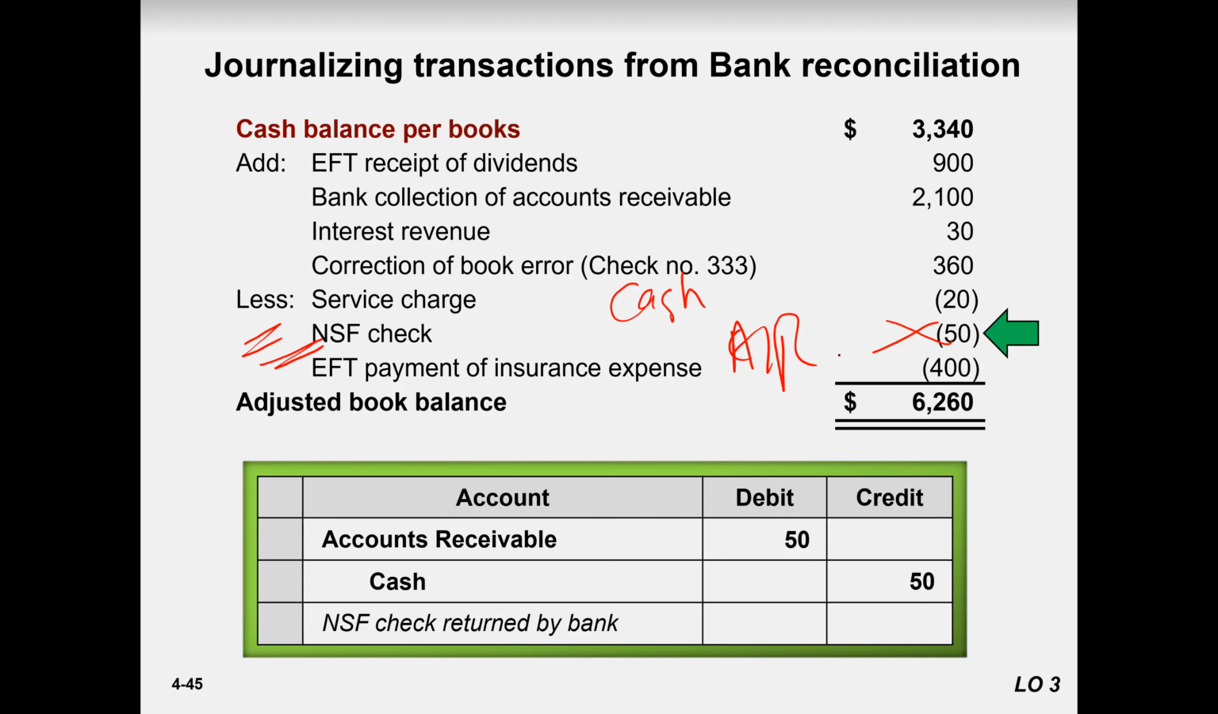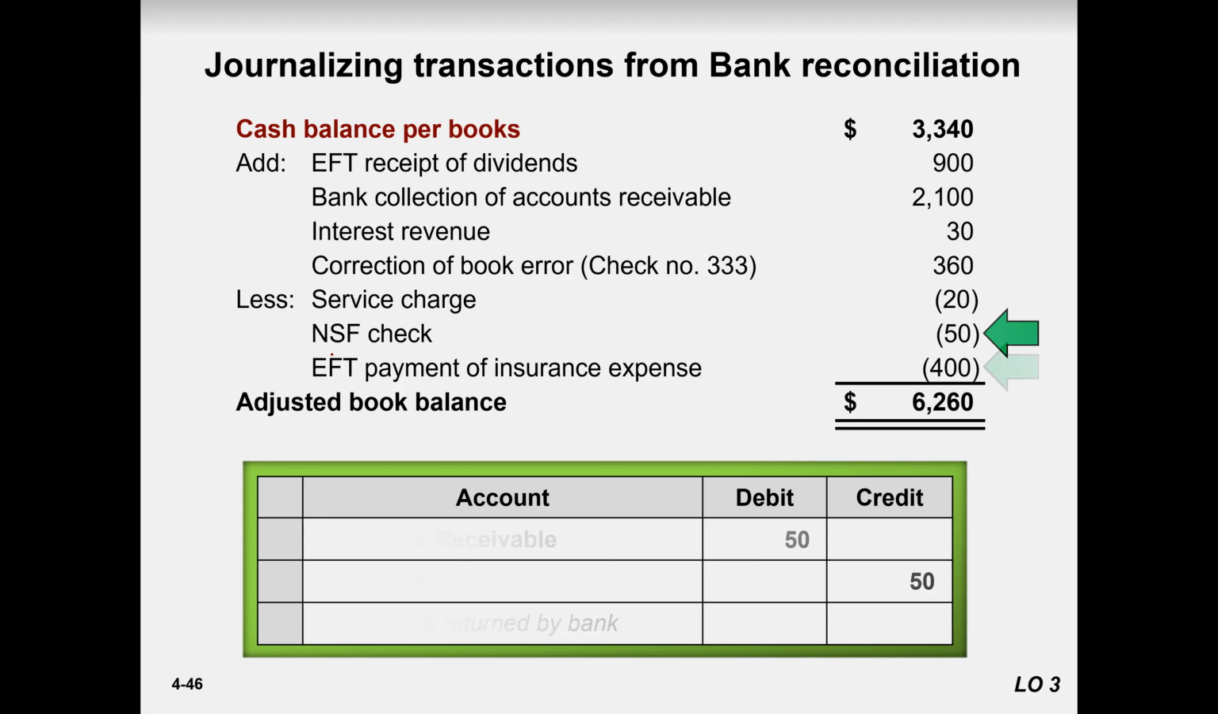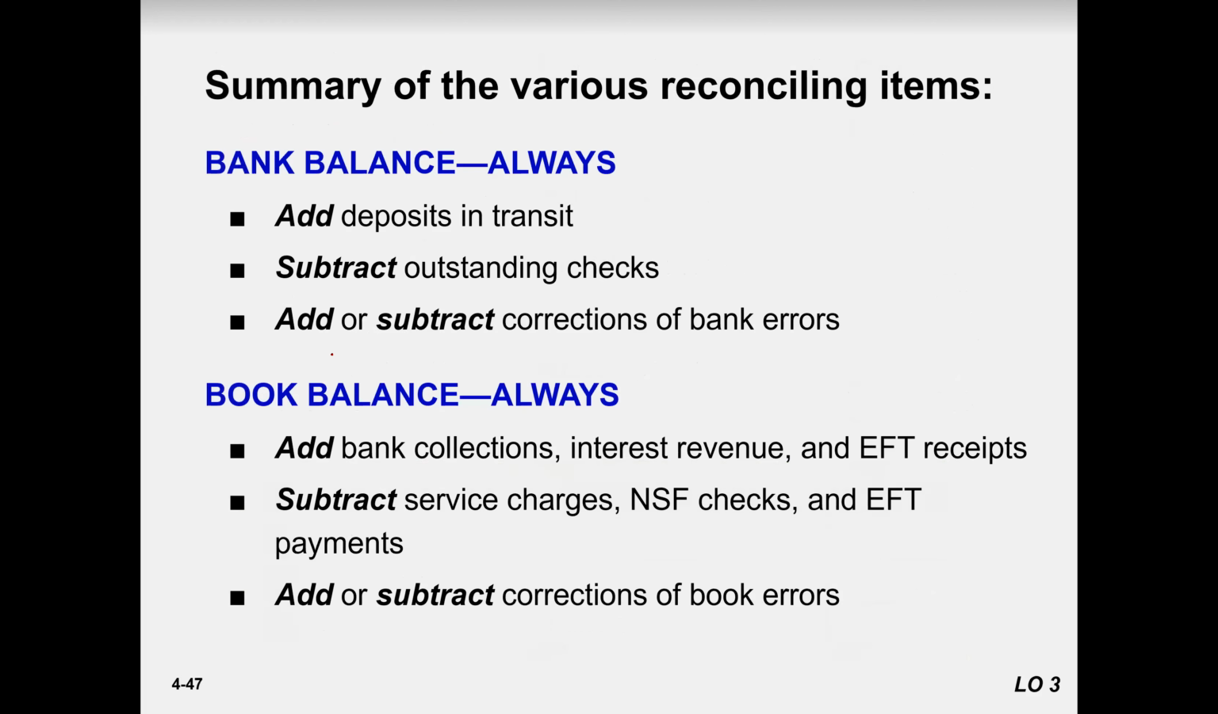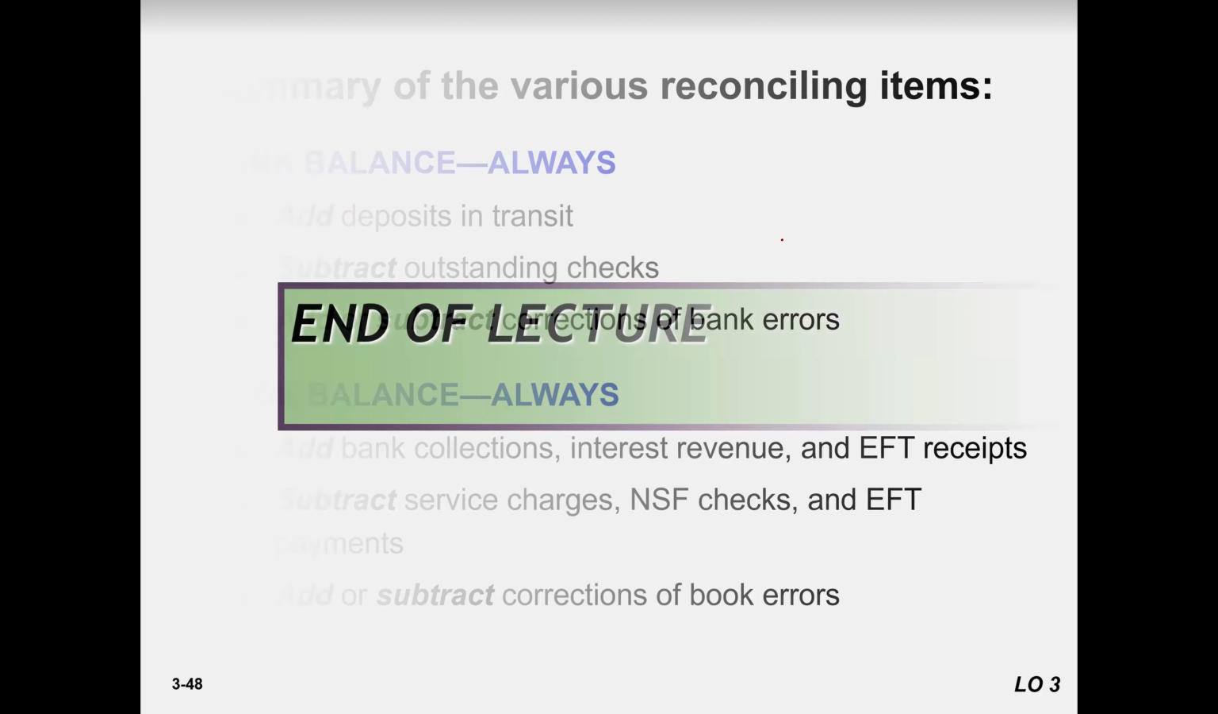Okay. Now EFT, payments of insurance, the bank paid on your behalf. So you record insurance expense to cash. Simple. All right. So this is basically the summary of bank reconciliation, what you have to do on the bank side and what you have to do on the book side. On the book side, you only record it through entries. That's it. Any question?